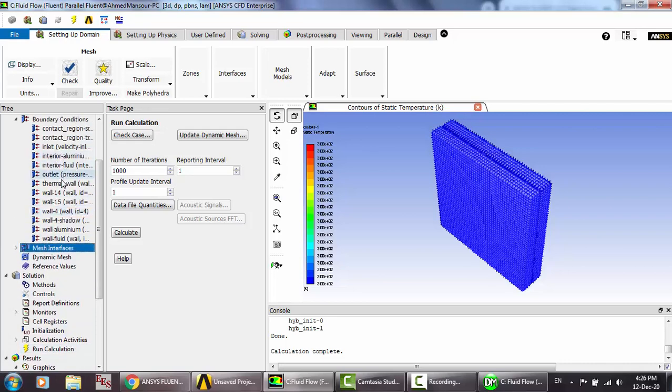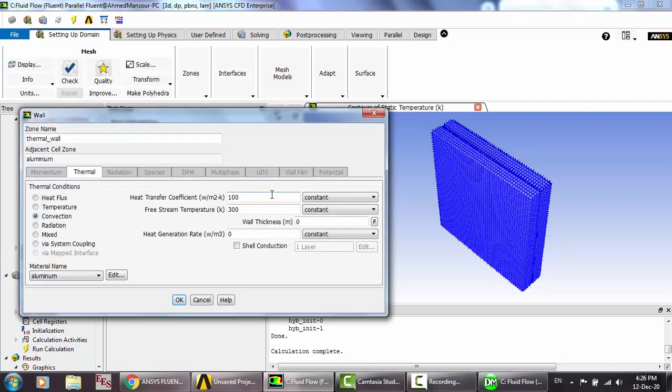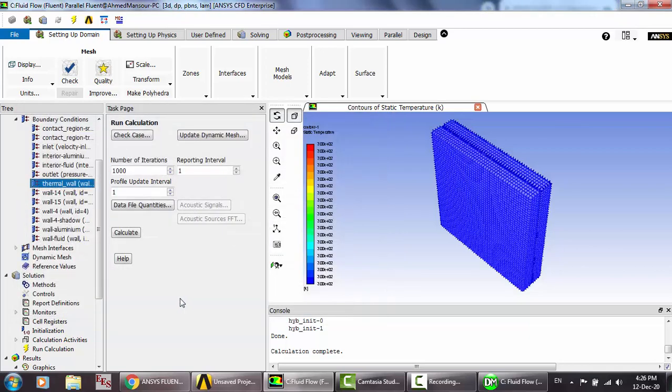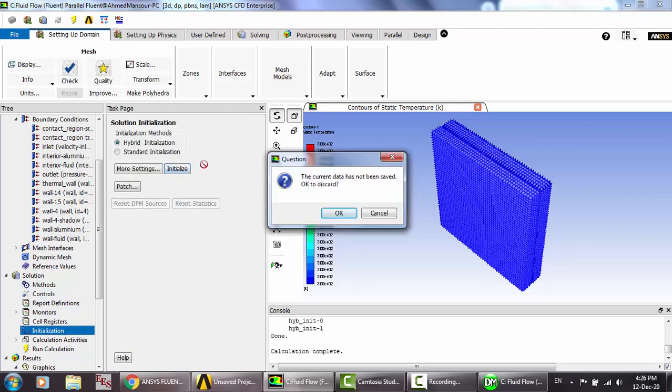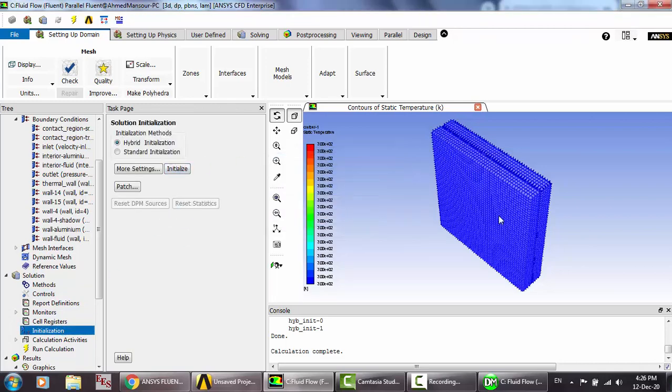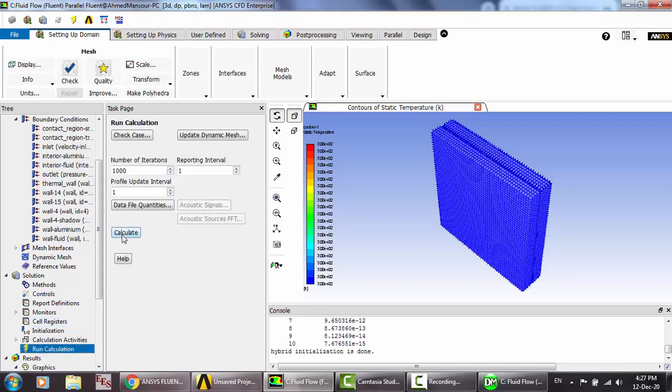Now we're gonna follow another strategy. Make it 10 again, and then we're gonna increase this to 308. We're gonna increase the free stream temperature. This means that the air that hits this surface has a temperature of 308. So let's see what's going to happen.